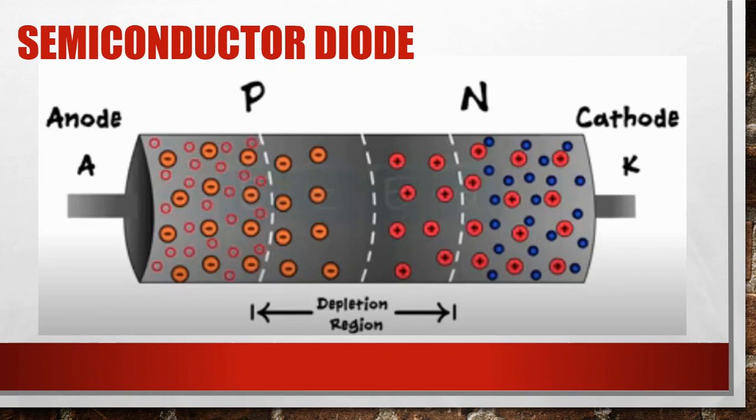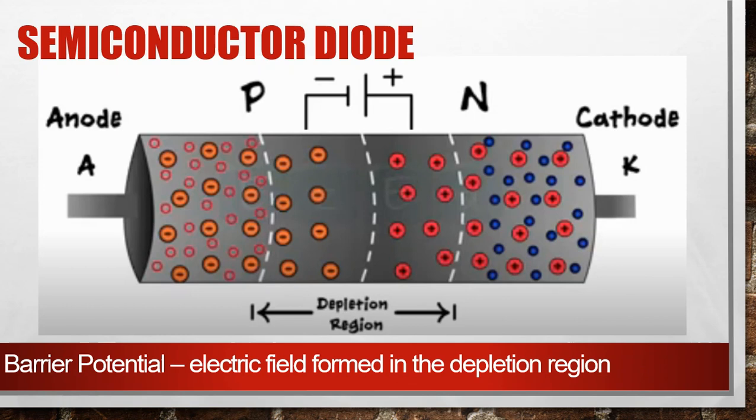The ions at the depletion region create an electric field known as barrier potential. Diode barrier potential is 0.7 volts for silicon and 0.3 volts for germanium. It requires a threshold voltage equal to the barrier potential to switch the diode to the on condition. Later on, we will discuss about that.